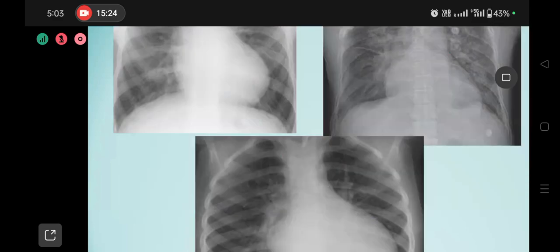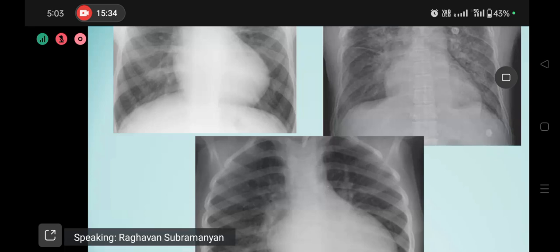After determining the situs, you have to go and report what is called the contour of the heart, the configuration of the heart. Now, there's a lot of confusion about configuration, contour, and also what it means. Now, configuration is used just to describe the appearance of the heart in the posterior X-ray. We have two types of configuration we generally describe.